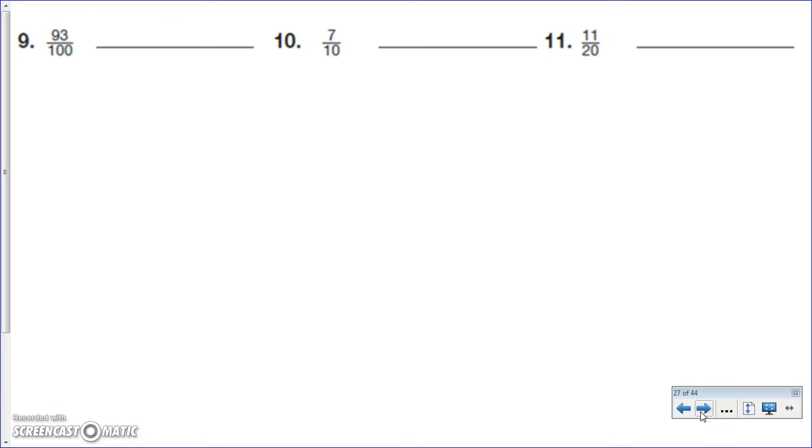For 9 through 11, they want us to convert each fraction to a decimal. So for 9, we have 93 hundredths, so all we have to do is write that in decimal form, just like it sounds. Then for 10, we have 7/10, again, just like it sounds in decimal form, so we can just write it out.